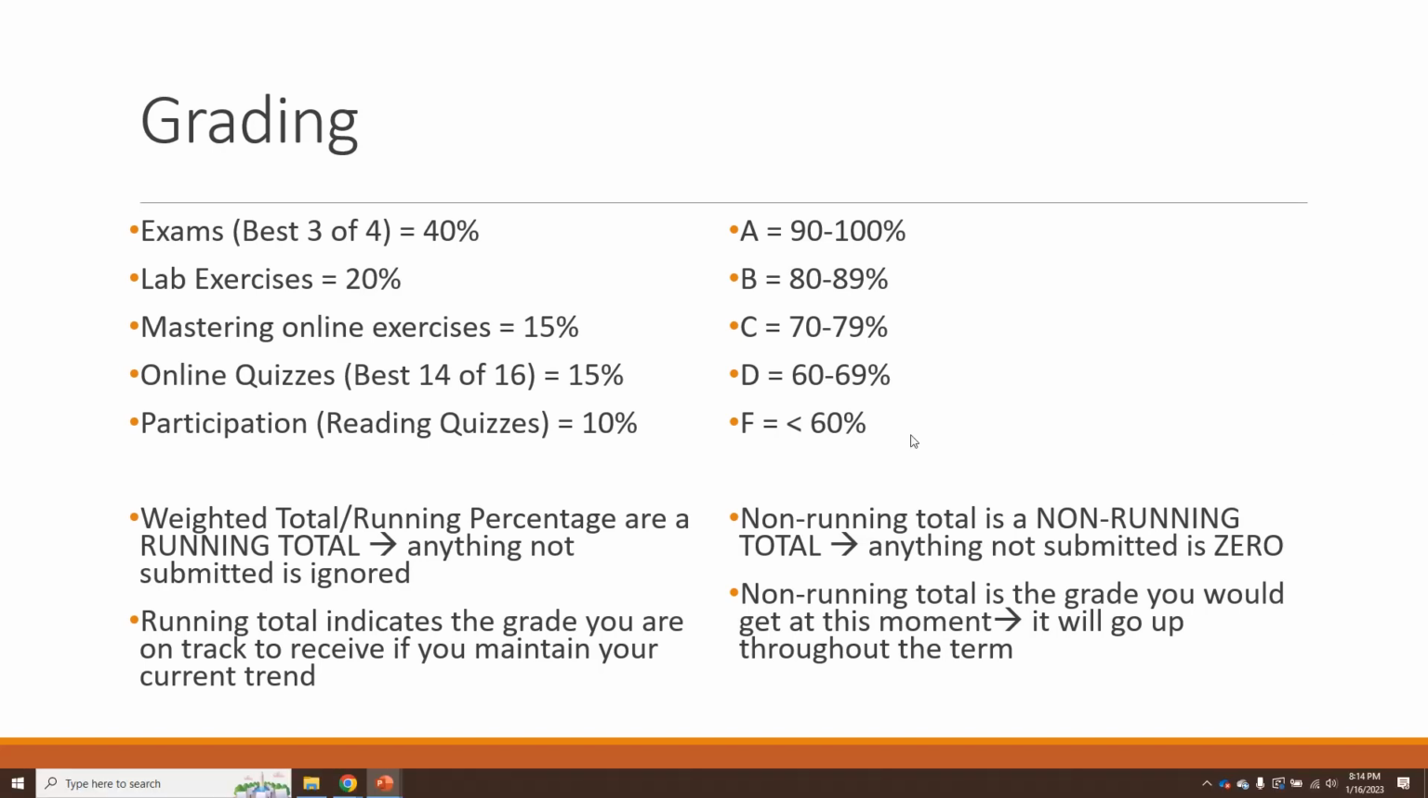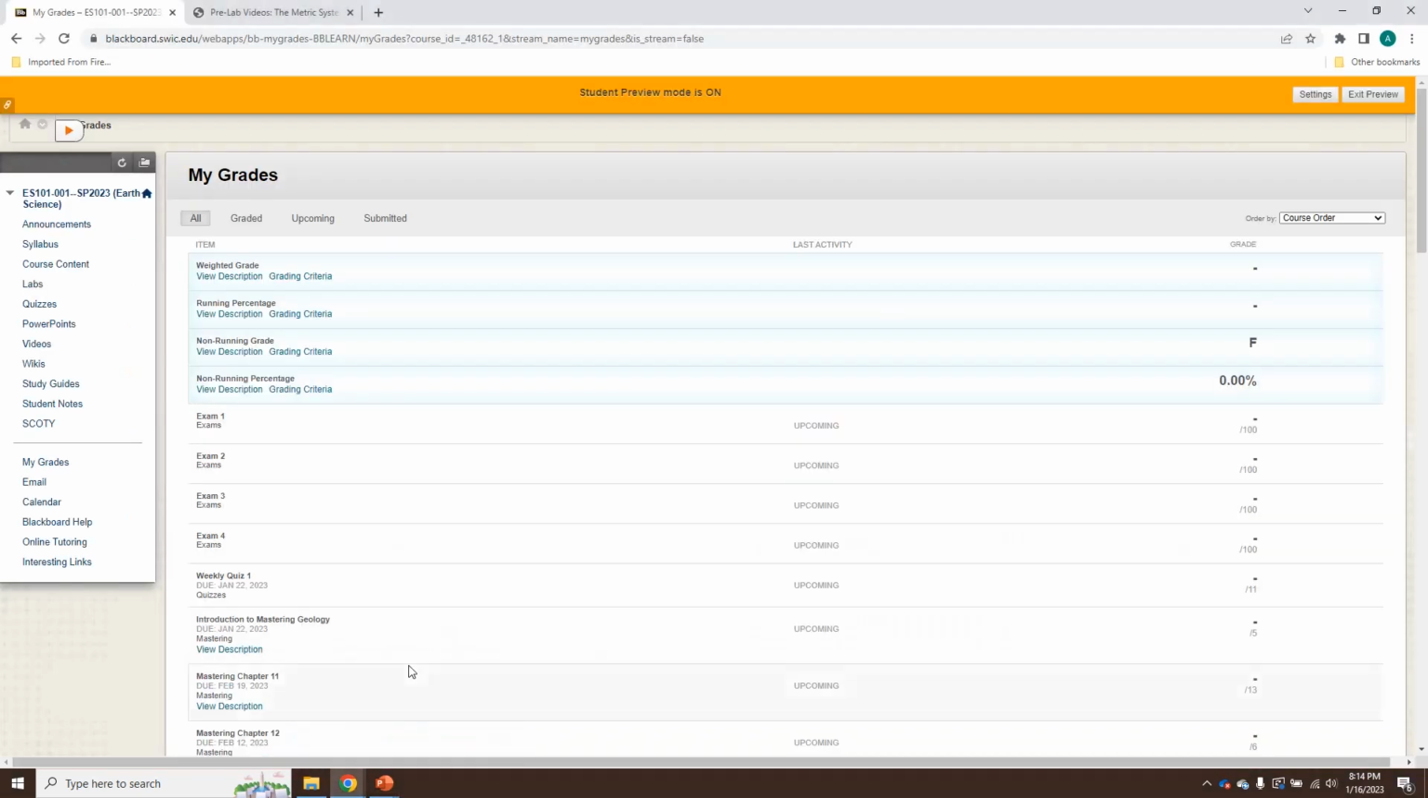Okay, I am back now. So this is what I made up at the beginning of last term. I didn't change the text on here, but let me actually go to the Blackboard page so you can see this. So this is a student preview. So this is what yours would look like. I am currently in my grades.